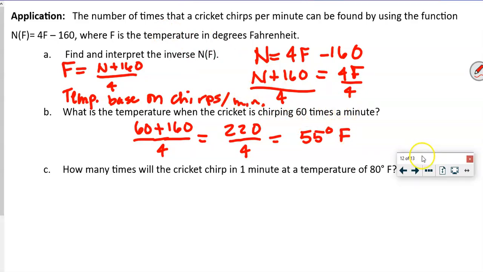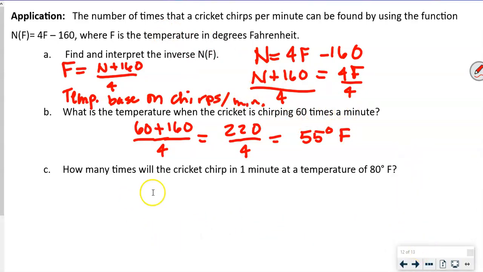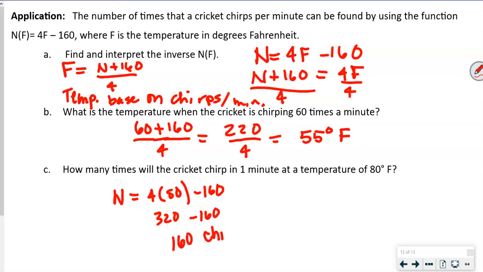So this next one says, how many times will the cricket chirp in 1 minute at a temperature of 80 degrees Fahrenheit? So this is basically our first formula, right? So we want to find out the number of times he chirps. So we're going to do 4 times 80, and then we're going to subtract 160, right? So that's going to be 320 minus 160, so that's going to be 160 chirps per minute. Okay, now based on this, let's see if you guys can do the application you try.